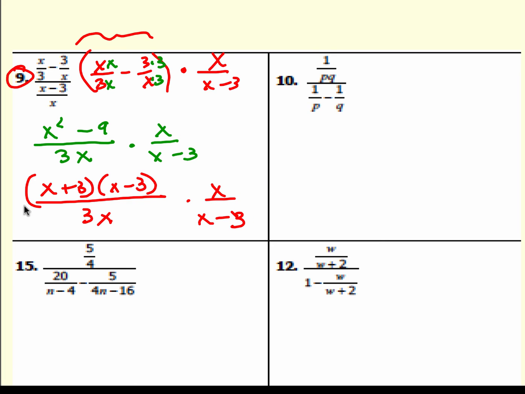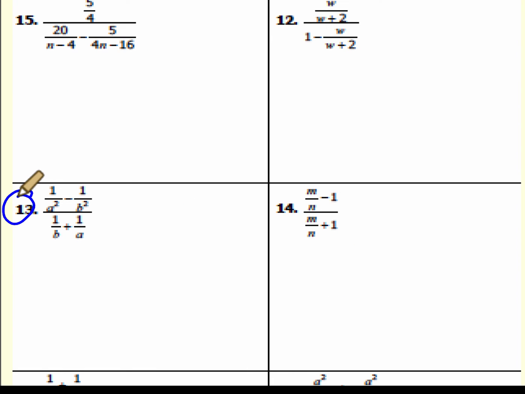And now I simplify. X minus 3 over x minus 3, they cancel. X and x cancel. And then it leaves me x plus 3 in my numerator over 3 in my denominator. So in this one, I want to take a different approach, because my denominator, I can't just reciprocate it.